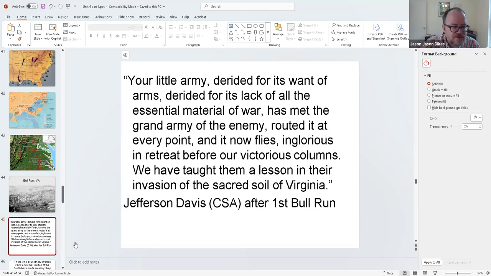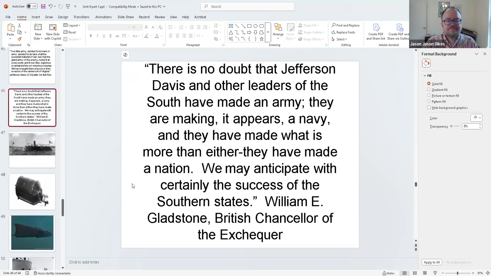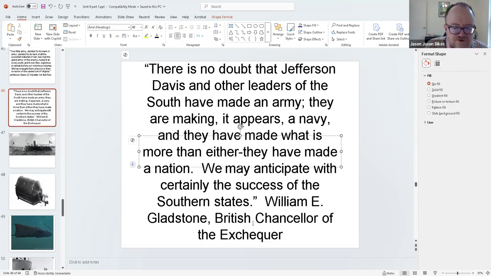And it was even noticed overseas. The Chancellor of the Exchequer, that's somewhat equivalent to the Treasury Secretary in our system.